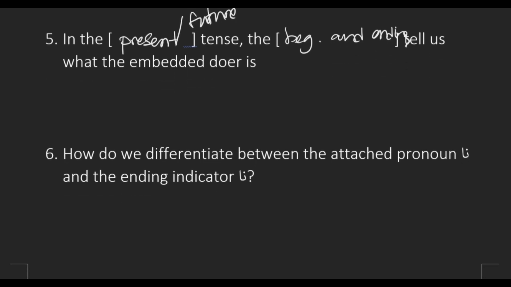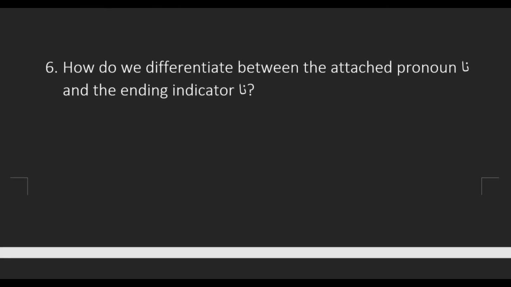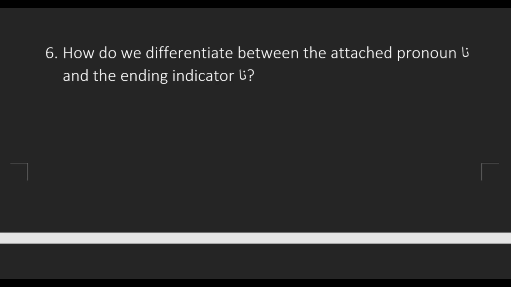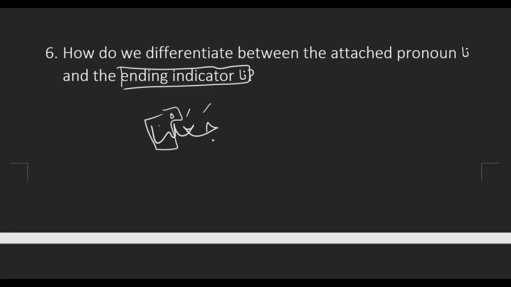Number 6, how do we differentiate between the attached pronoun na and the ending indicator na? Well, the ending indicator, جعلنا, was sukun plus na, so the ending indicator always has a sukun before the na. Yeah, so it was the sukun plus the na. And then the attached pronoun won't have a sukun. Yeah, no sukun before. Good.